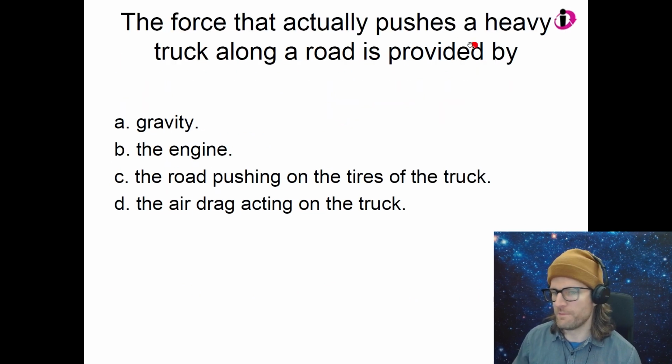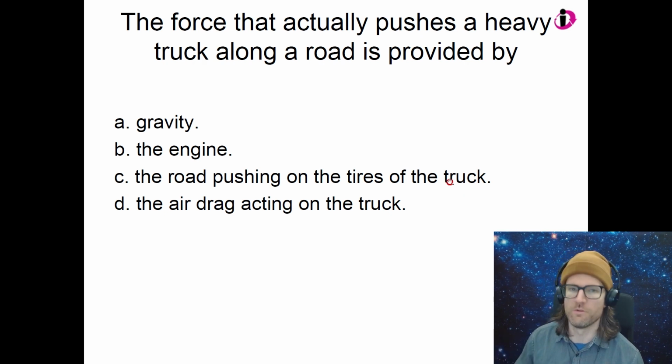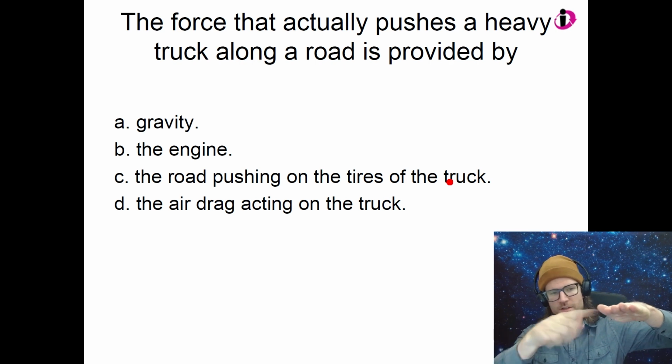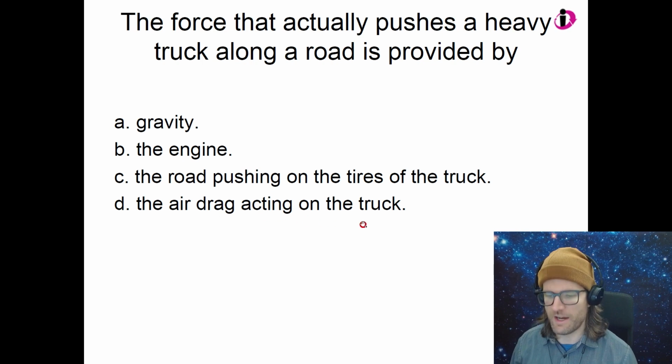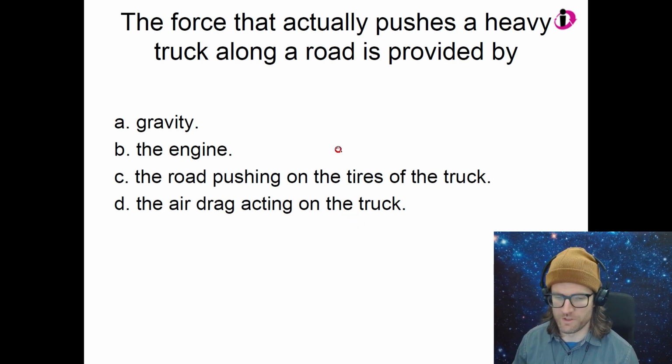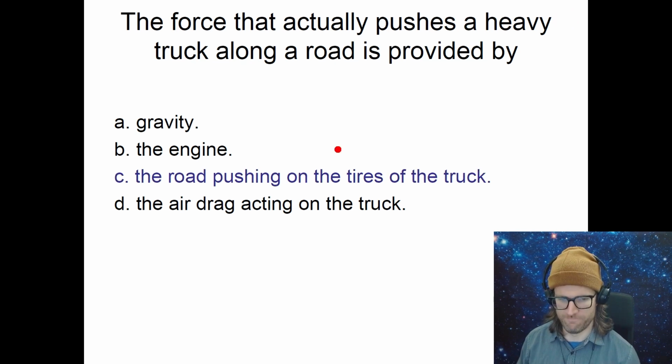The force that actually pushes a heavy truck along the road is provided by gravity? Nope. It's not gravity, because gravity is being canceled by the ground. The engine? Sort of, but indirectly. The road pushing on the tires of the truck. That sounds right. The tires push on the ground, and the ground pushes on the tires, which moves the truck forward. If we take the ground away and the wheels just spin, the truck can't move. The air drag acting on the truck, well, that reduces fuel efficiency, but that's not the reason why the truck starts to move. So I think it's C.